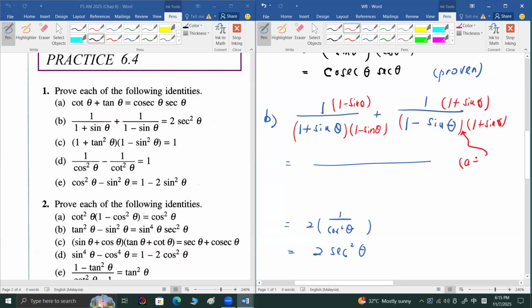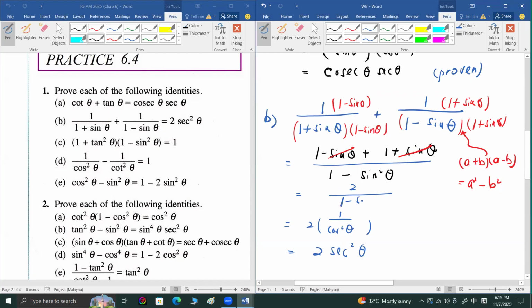When you see A plus B, A minus B, so you can expand it as A squared minus B squared. Okay, so see here, a square means 1 square is 1. Minus b square means sine square. Okay, on top, we see 1 minus sine theta plus 1 plus sine theta. Okay, next, you see, minus plus eliminated. Okay, we can see the answer nearly came out. So I got 1 plus 1, 2. 2 per 1 minus sine square theta.